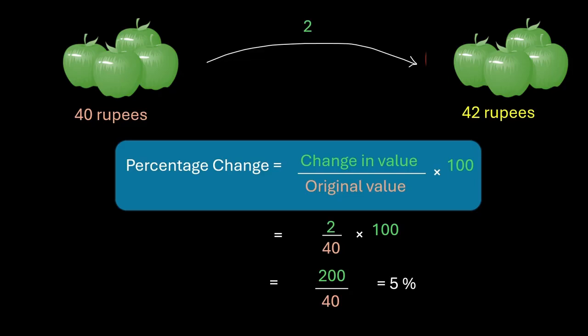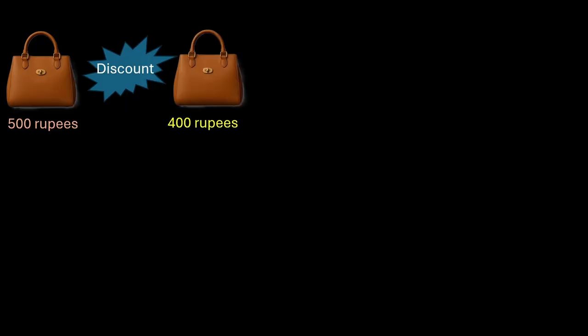Let us look into one last example. A girl runs a boutique and she would usually sell this bag for 500 rupees. But now she is giving a discount. We often see discounts in shopping malls and shops, right? So, after the discount, she is selling this bag for 400 rupees. Again, there is a change in the value of the price. The price has decreased by 100 rupees. Now, I need to find the discount percentage.